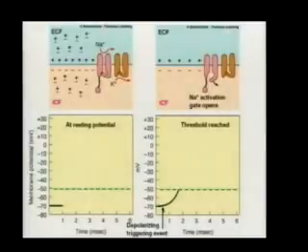Same thing we're talking about. I just explained this. Let's look at the channels that are involved. Okay? Negative 70, you're sitting at resting potential. Here's what you got going on. You've got a little bit more of a negative charge on the inside, a little bit more of a positive charge on the outside, hence the negative 70.